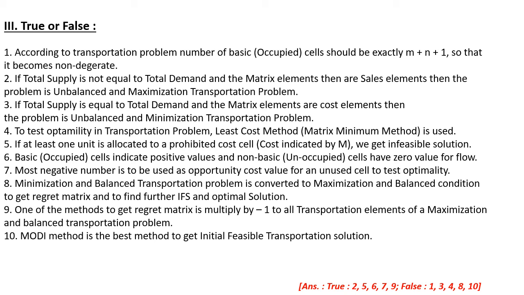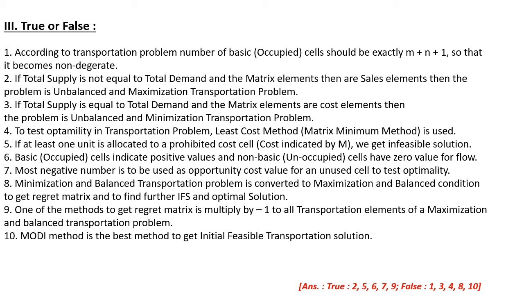Answer, false. To test optimality in transportation problem, least cost method, matrix minimum method is used. Answer, false. If at least one unit is allotted to a prohibited cost cell, we get an infeasible solution. True. Basic cells indicate positive value and non-basic cells have zero value for flow. Answer, true. Most negative number is to be used as opportunity cost value for an unused cell to test optimality. Answer, true.